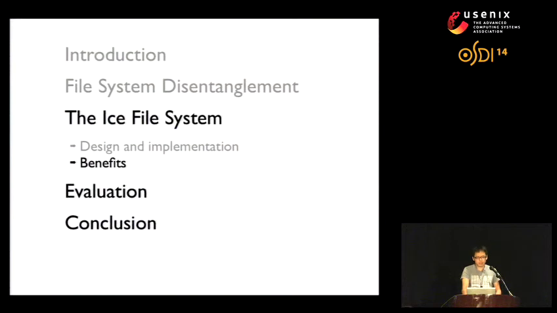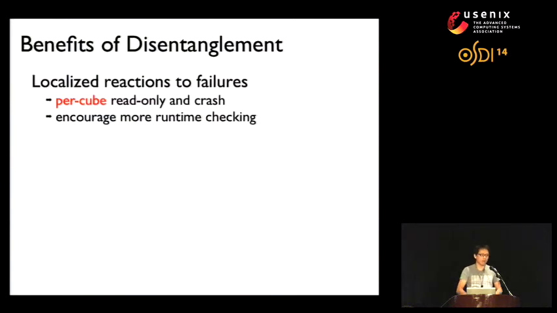Once we isolate data structures and transactions for the different containers, we can enjoy lots of benefits. First, we can have a localized reaction to failures. Now, if you detect any metadata corruption or runtime evaluation violation, you don't need to enforce global failure for the whole file system. You can have a per-cube read-only or per-cube crash. And this also can encourage developers to put more runtime checking in the code.